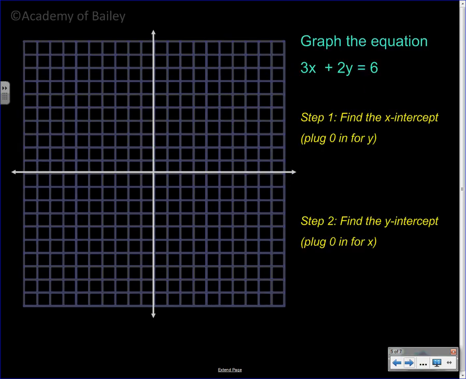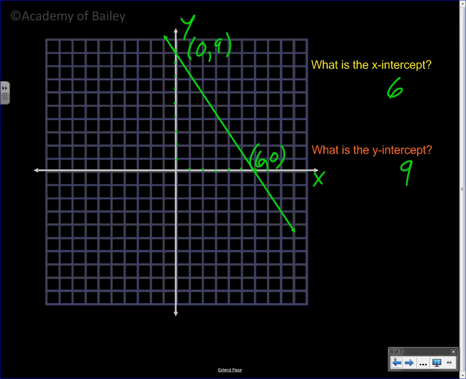All right, you're looking here. It says graph the equation 3x plus 2y is equal to 6. Well, step one here says find the x-intercept. In order to do that, you plug 0 in for y. Well, why is that true? Let's look at all these other x-intercepts. Here's an x-intercept. What's the y value? The y value is 0.